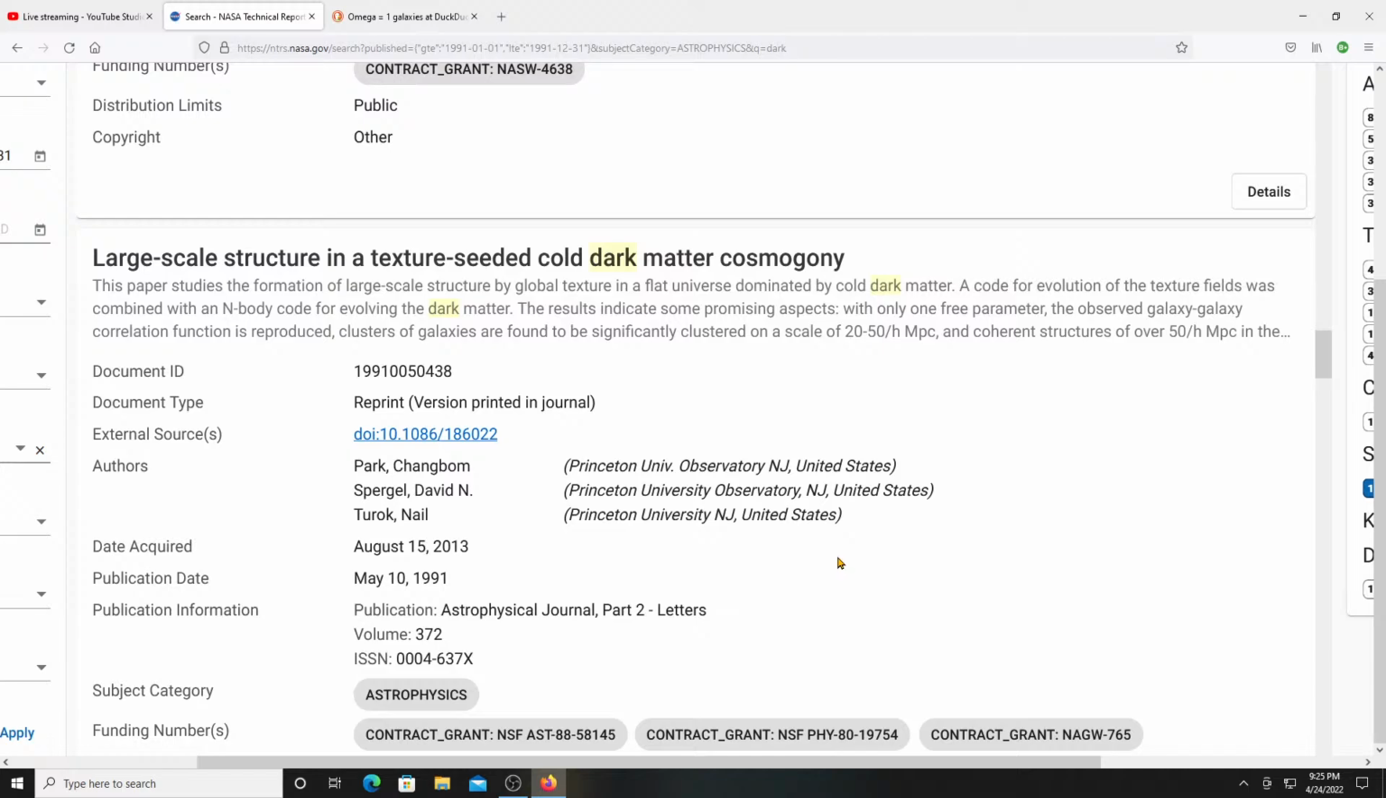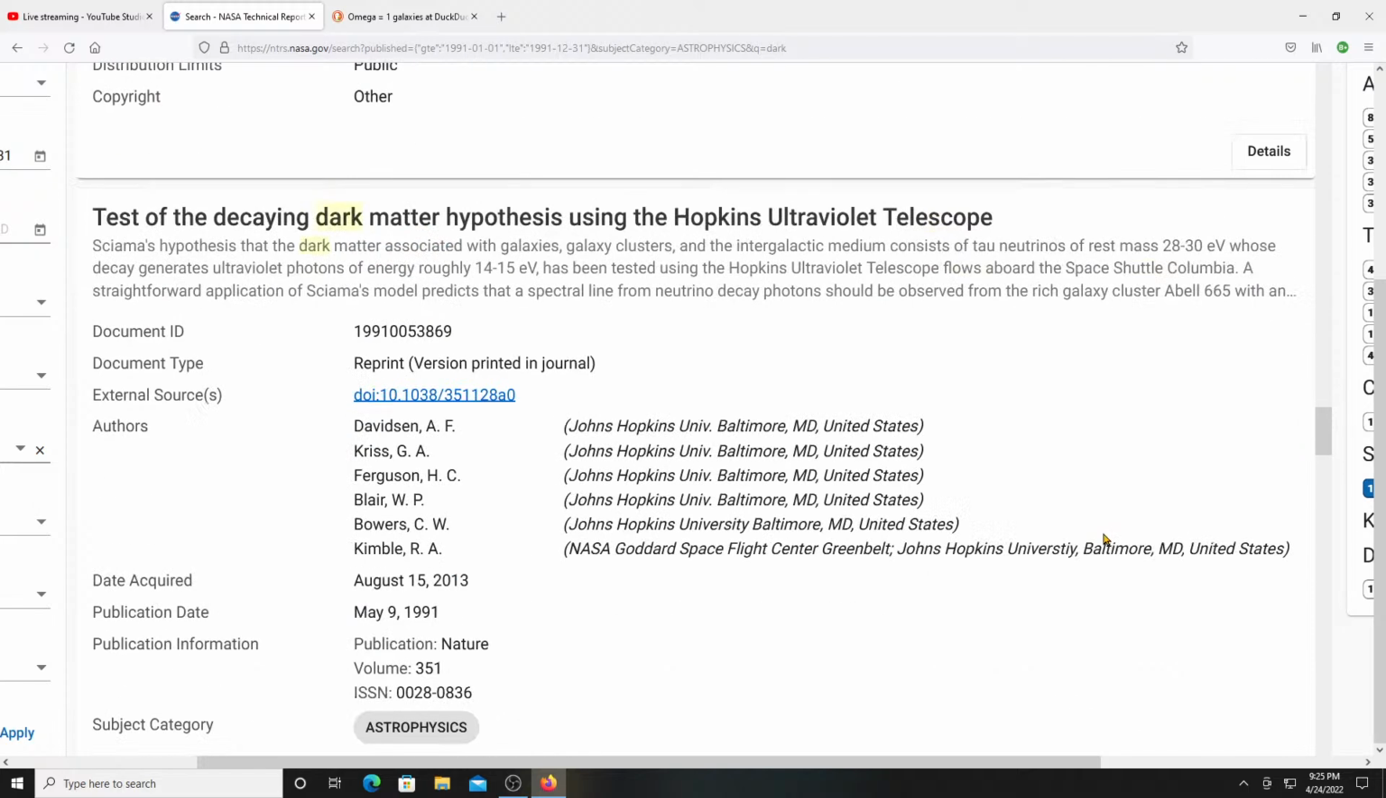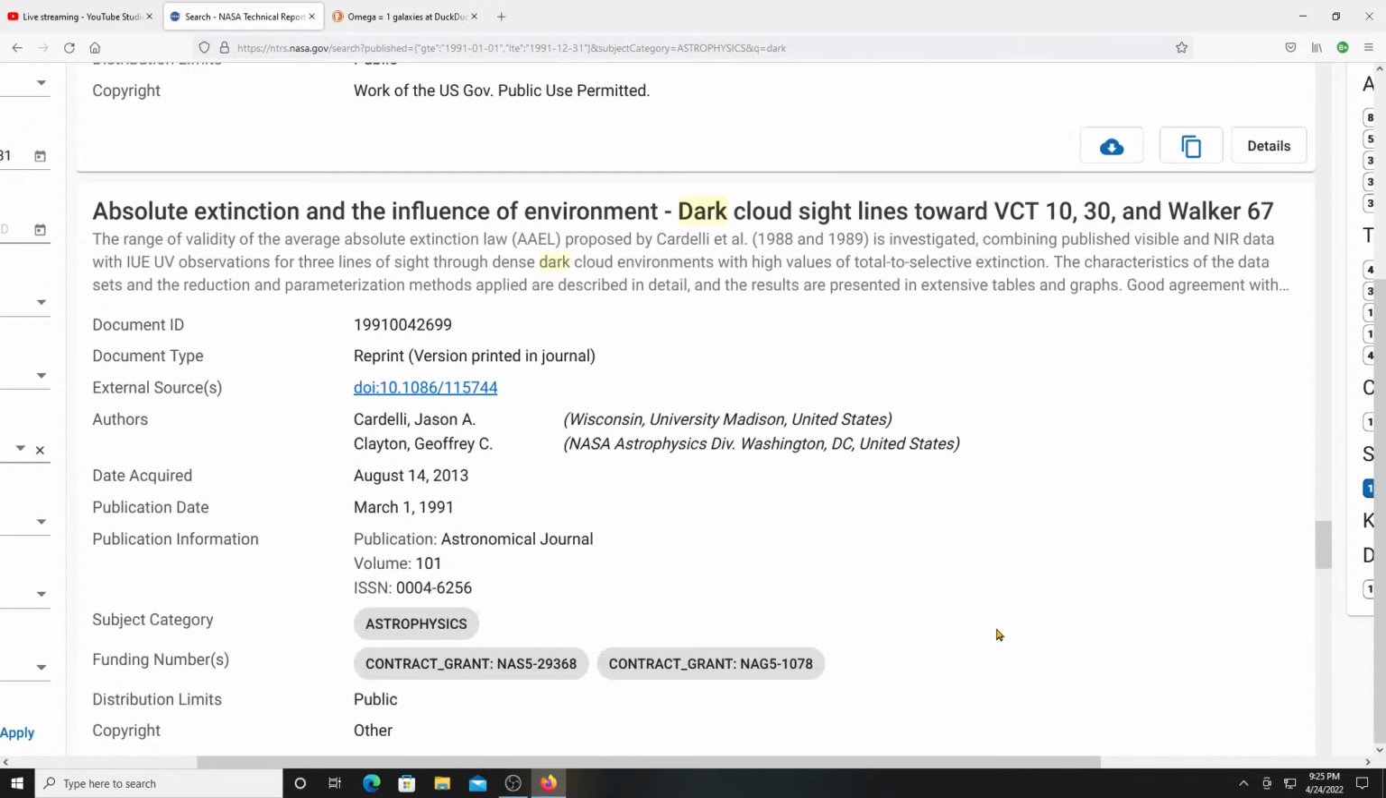So, texture seeded. They really, this is from 1999. An intergalactic medium. Decaying dark matter hypothesis. Limits, you all, they got so much on here.